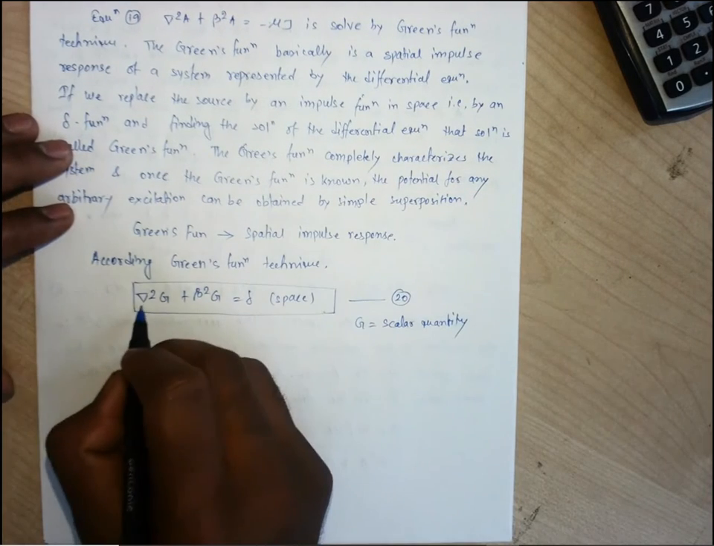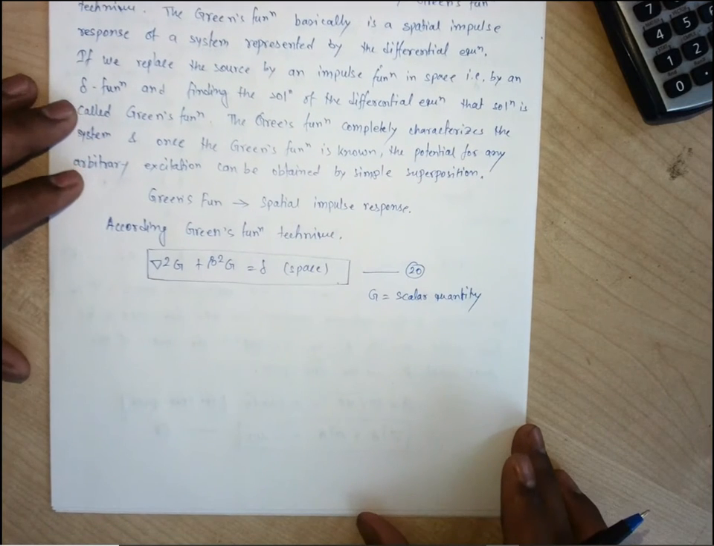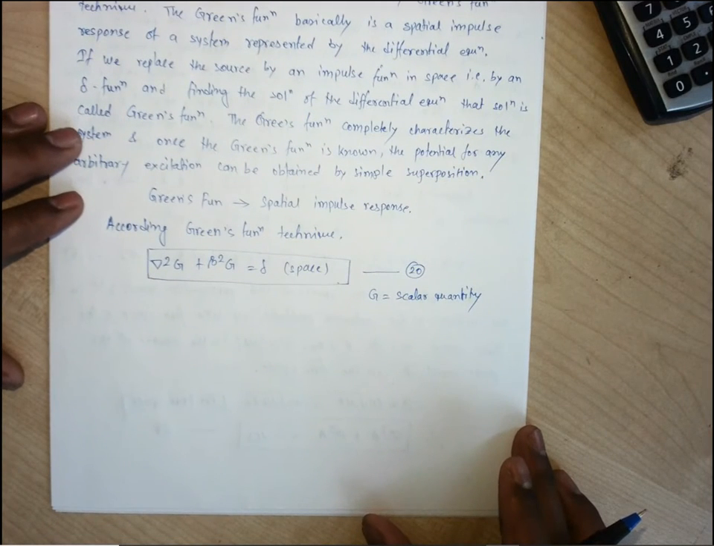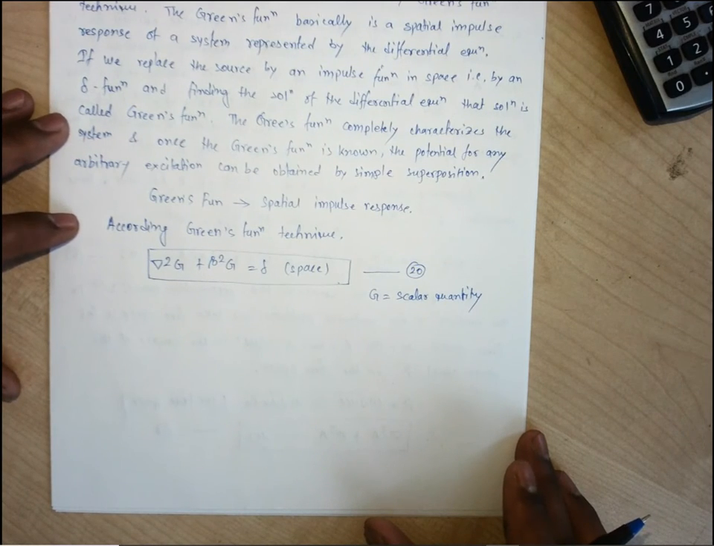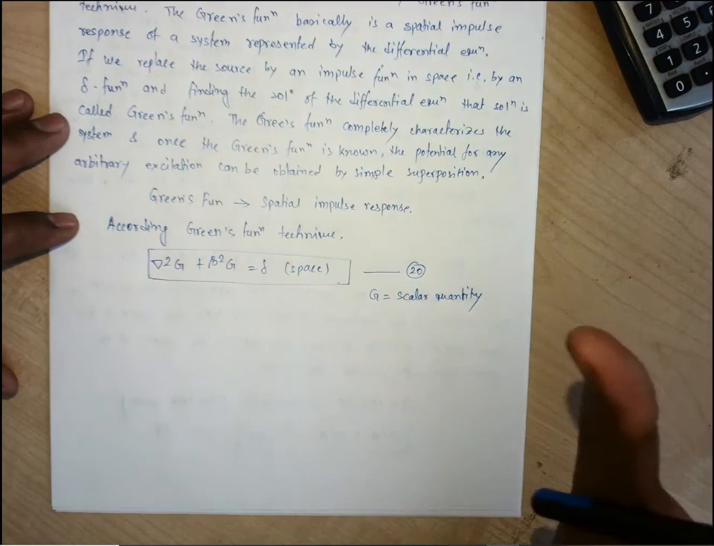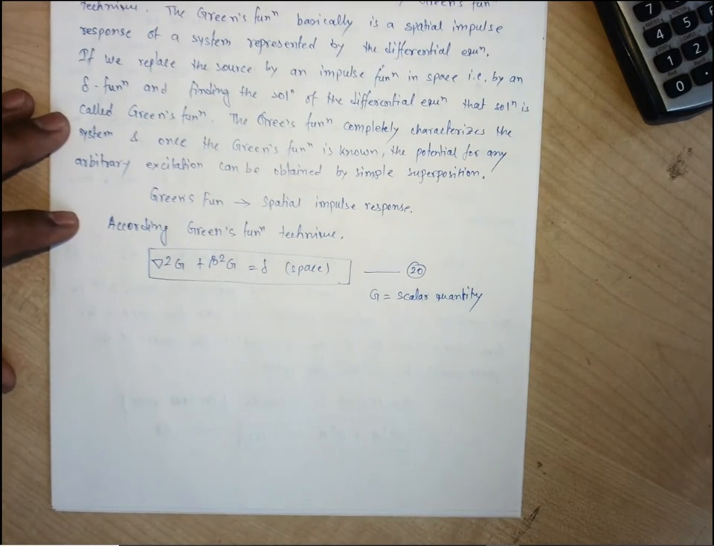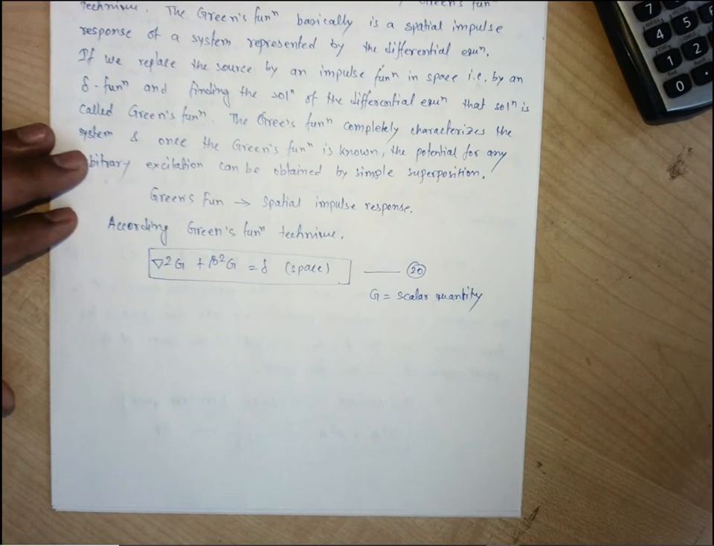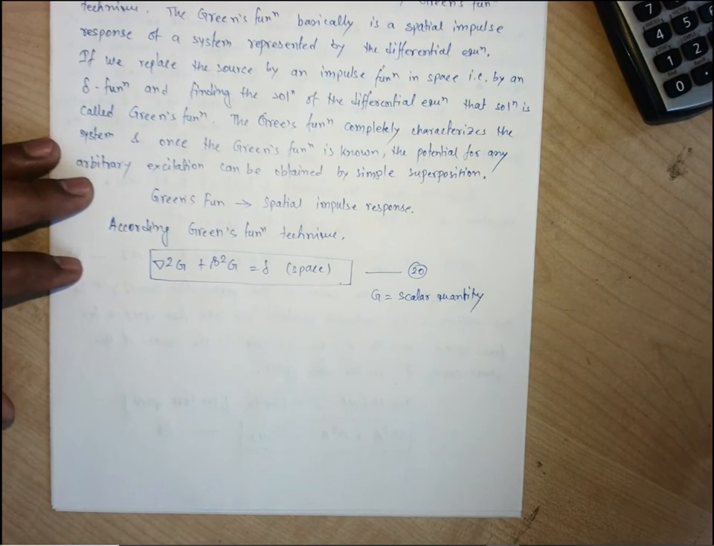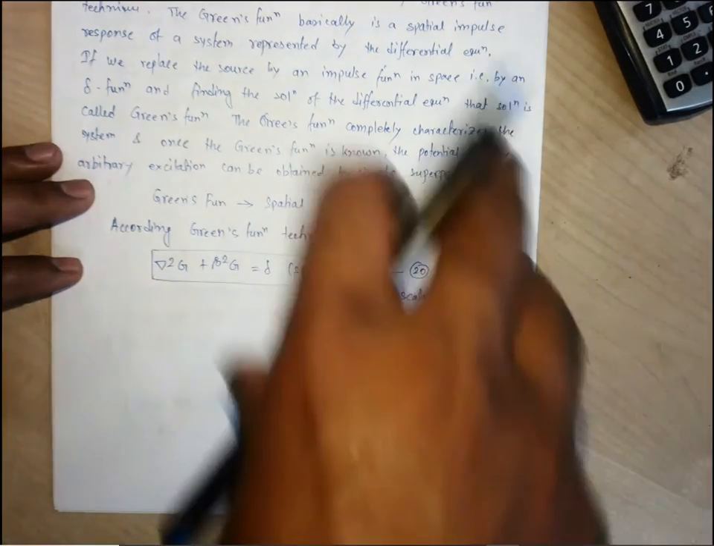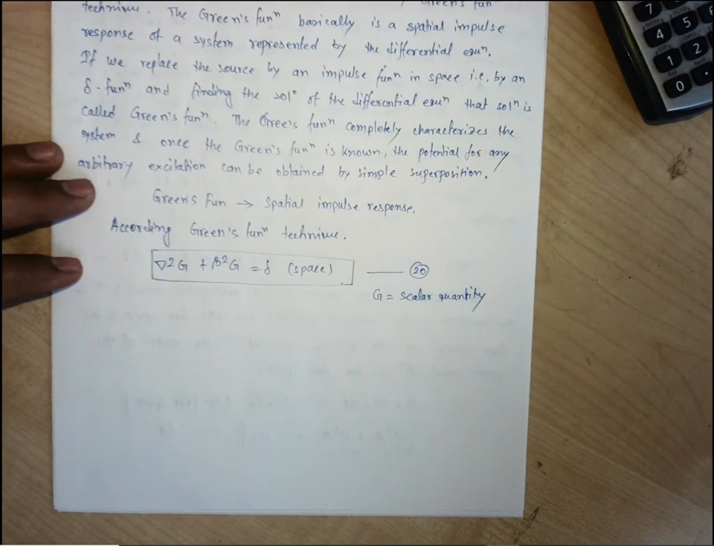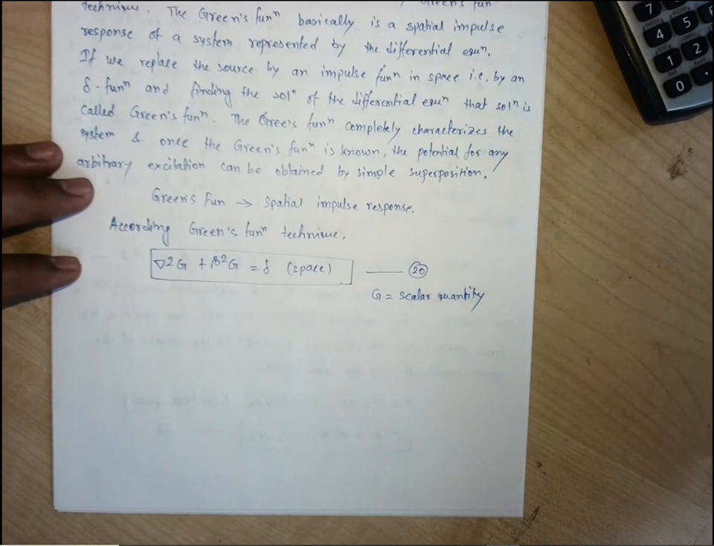Now we need to expand this scalar operator del square. So which coordinate system will we select? The most appropriate one will be the spherical coordinate system. The radiation will be radially outward in every direction from the source, like a sphere.